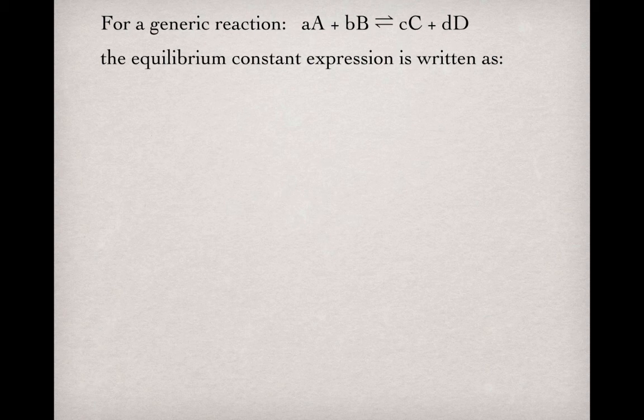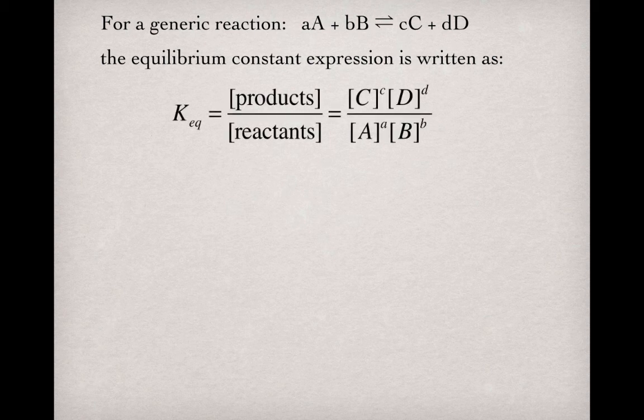And our small a's, b's, c's, and d's are just our stoichiometric coefficients from the balanced reaction. For a balanced reaction, we can write our equilibrium constant expression directly, which is very much different from what we learned in kinetics. But for equilibrium, we can do this.